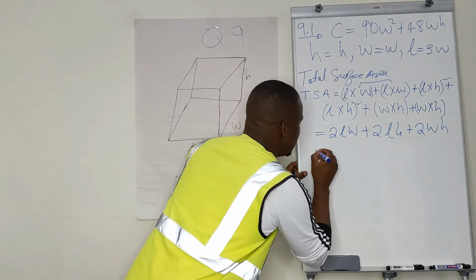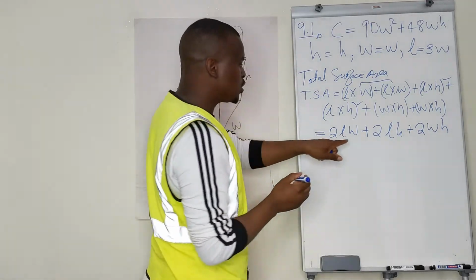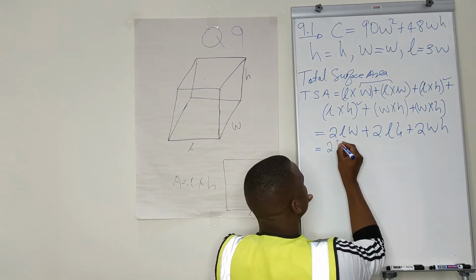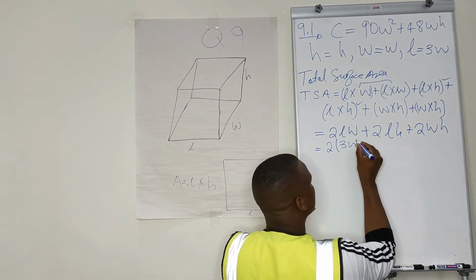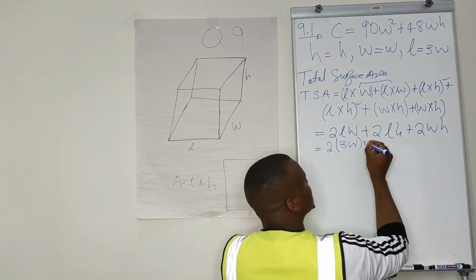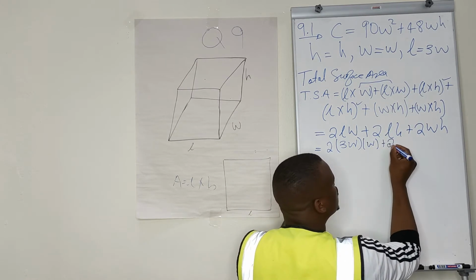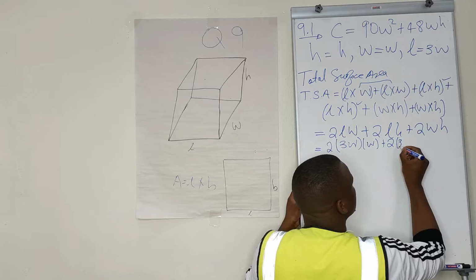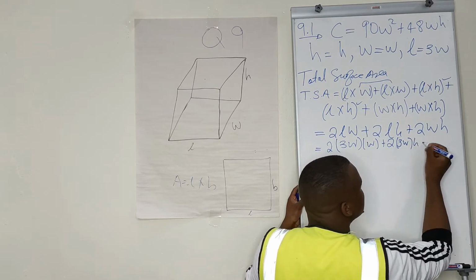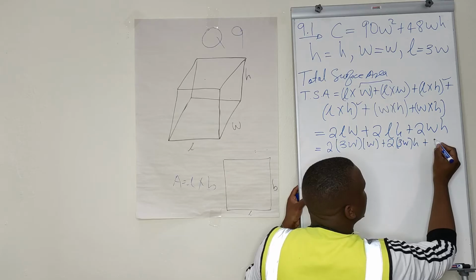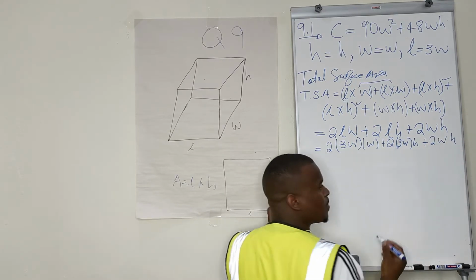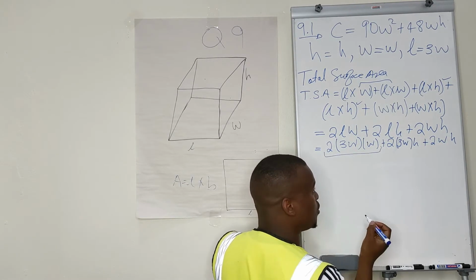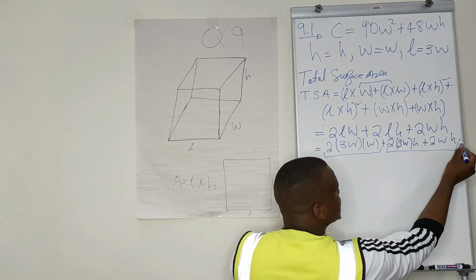So TSA is equal to length times width. You are told that the length is 3 times the width. So we are going to have 2 in the place of length, 3W, because you were told that, times W, plus 2L. What is your L? It is 3 times the width, 3W, times H, plus 2WH. So keep in mind that this is the top and bottom, base and top, and these are the sides, right?